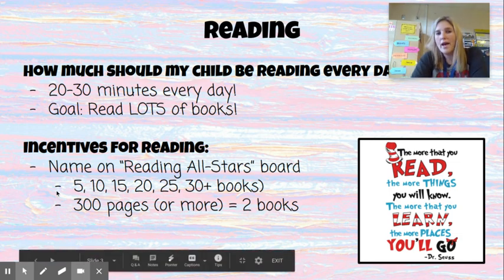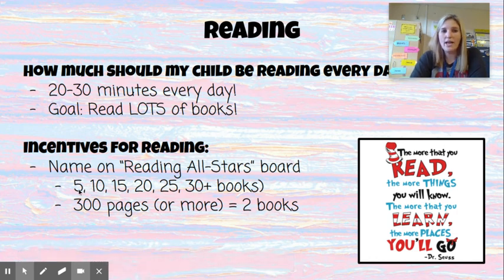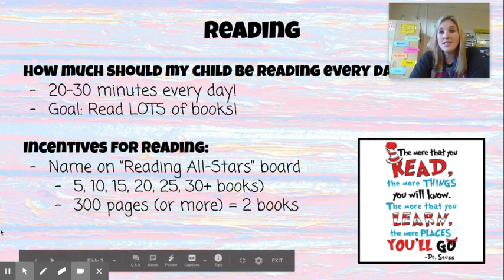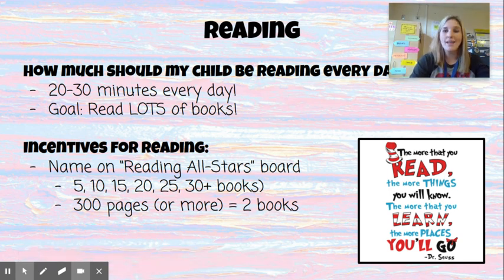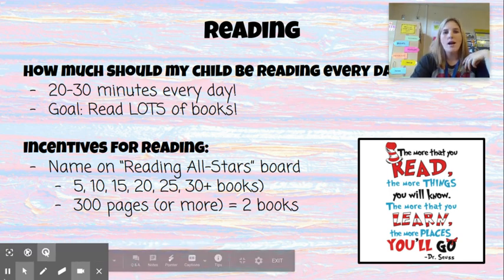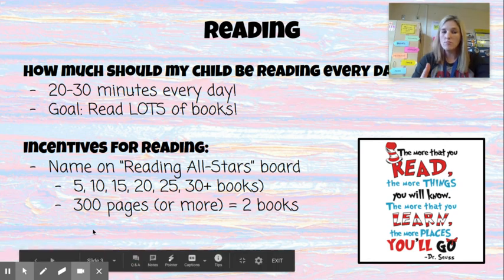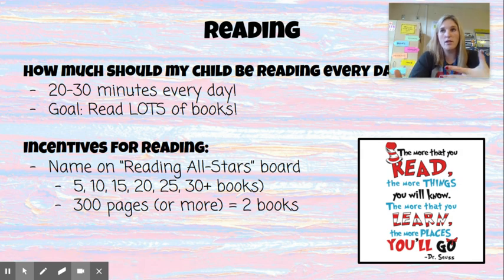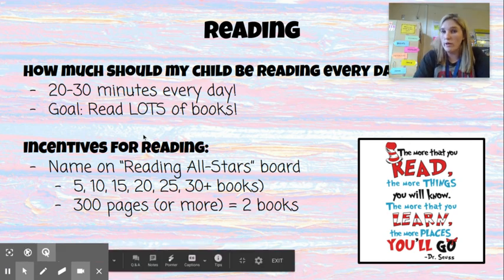So in my room, I have a Reading All-Stars board, which basically has different categories: 5, 10, 15, 20, 25, 30, and beyond books. Anytime kids finish that amount of books, I put their name on a star and post it on the wall so everybody can see how awesome and how much they have been reading. I do count books that have more pages as more than one book, because a bigger book should be worth a little more than a smaller book. So a book that has 300 pages or more counts as 2 books.